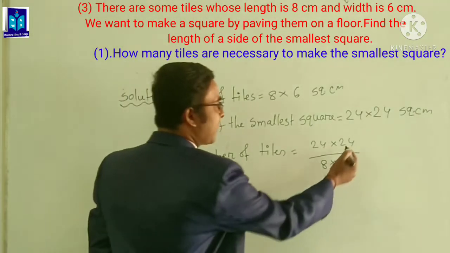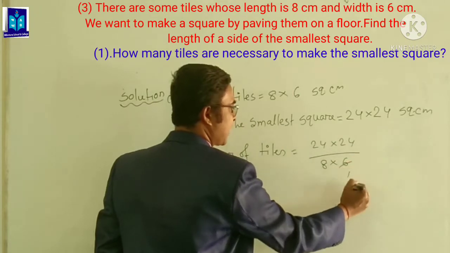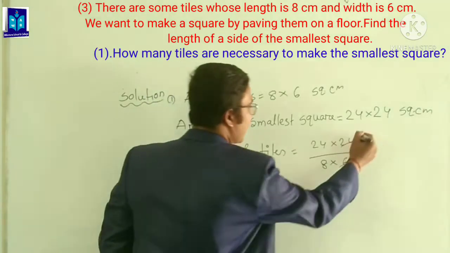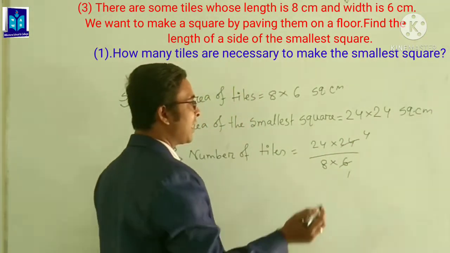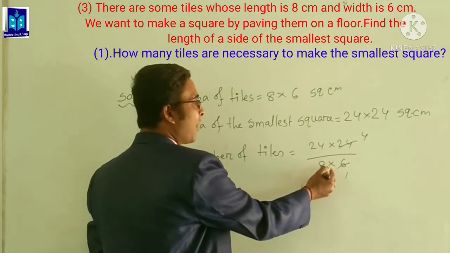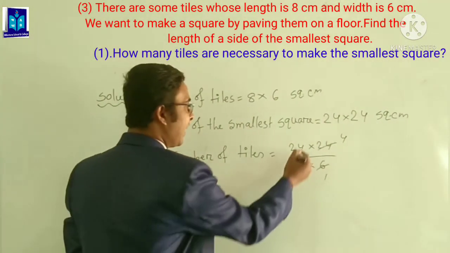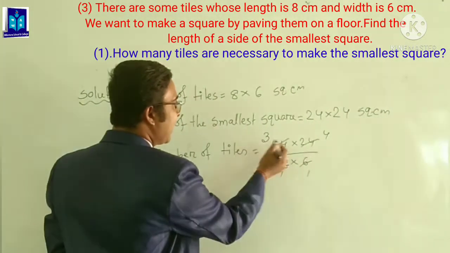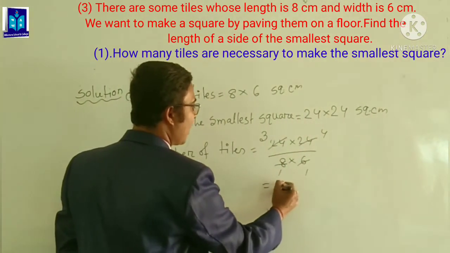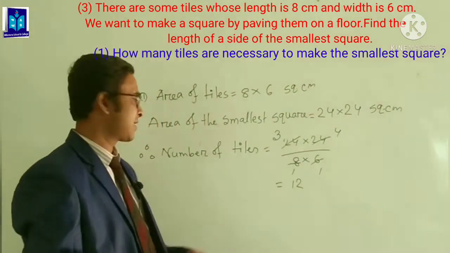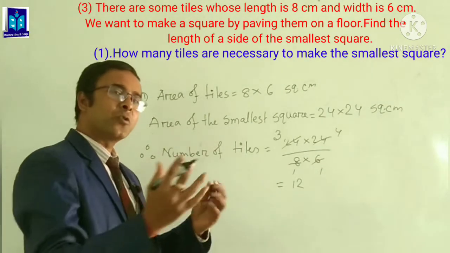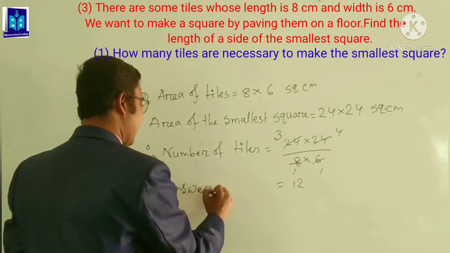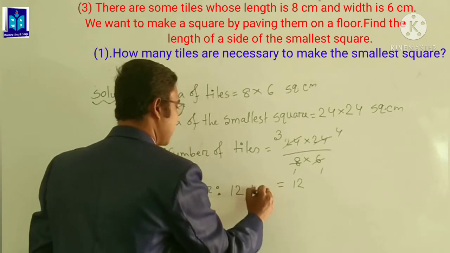So if we divide this 24 by 6, that means 6 ones are 6. 6 how many is 24? Yes, 6 4s are 24. Again, if we divide this 24 by 8, it will go how many times? 8 ones are 8, 8 3s are 24. Now 3 multiply 4, that means it will be what? 12. Yes, so number of tiles will be 12. And we can write here answer will be what? Answer will be 12 tiles.